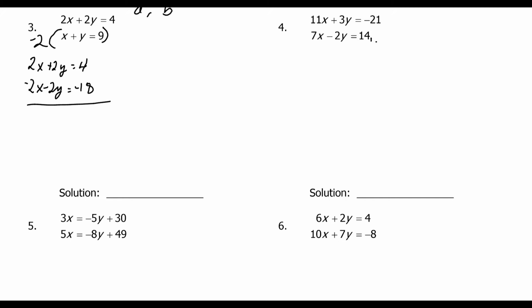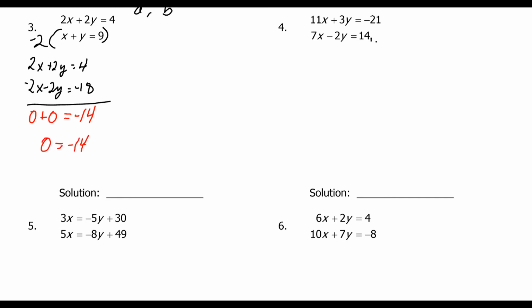Now, something rather peculiar happens whenever we see this. Whenever we add the top row and the bottom row, we're going to have 0 plus 0 equals 4 plus negative 18, which is negative 14. What we come out with at the bottom here is 0 equals negative 14.